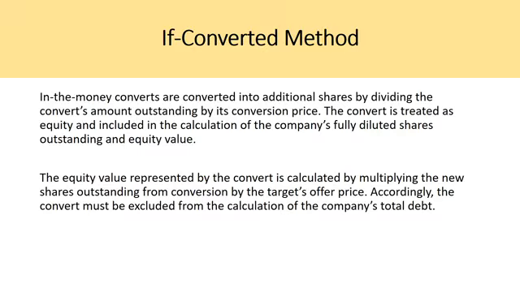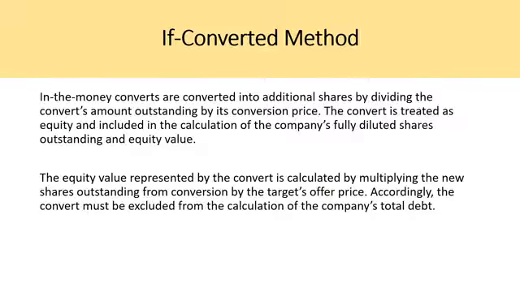Okay. Now, in-the-money converts are converted into additional shares by dividing the convert's amount outstanding by its conversion price. The convert is treated as equity and included in the calculation of the company's fully diluted shares outstanding and equity value. The equity value represented by the convert is calculated by multiplying the new shares outstanding from conversion by the target's offer price.